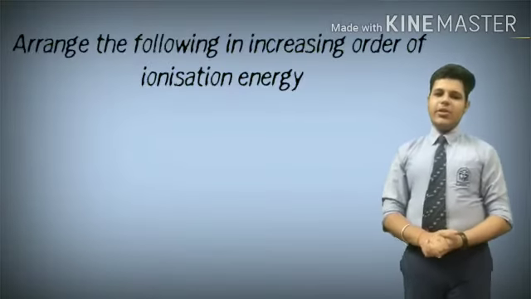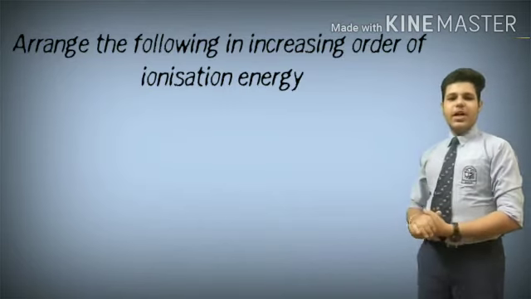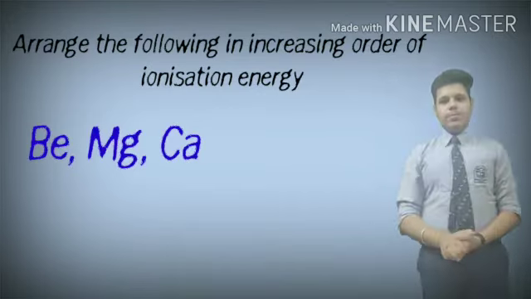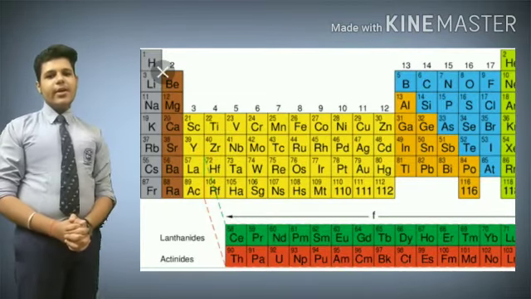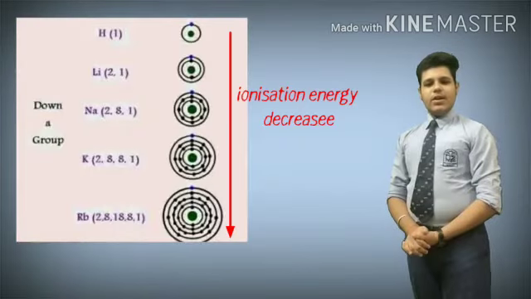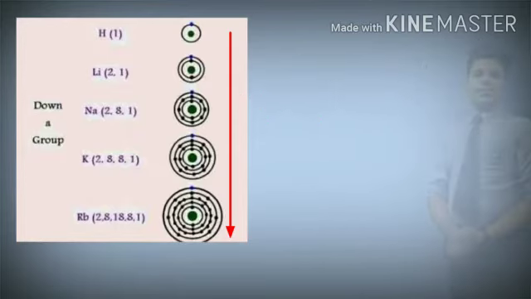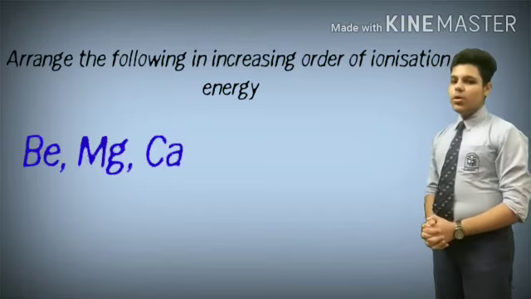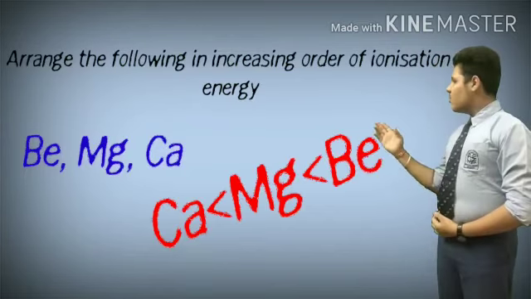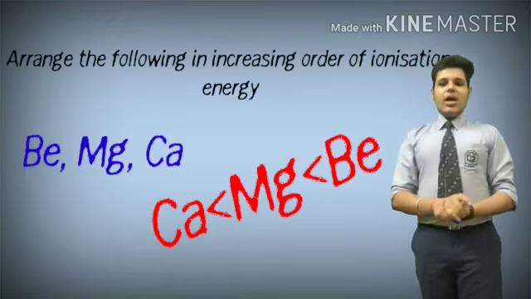To understand the topic more clearly, we are going to do some examples. We have three elements: beryllium, magnesium and calcium. Let's try to arrange them in a group. Beryllium, magnesium and calcium are in the same group, that is group number 2. We see that the value of ionization energy from top to bottom in a group decreases. So calcium is less than magnesium, which is less than beryllium. So it is clear that beryllium has the highest ionization energy.